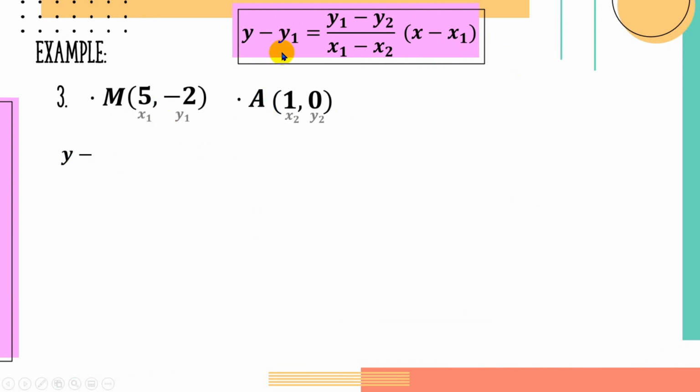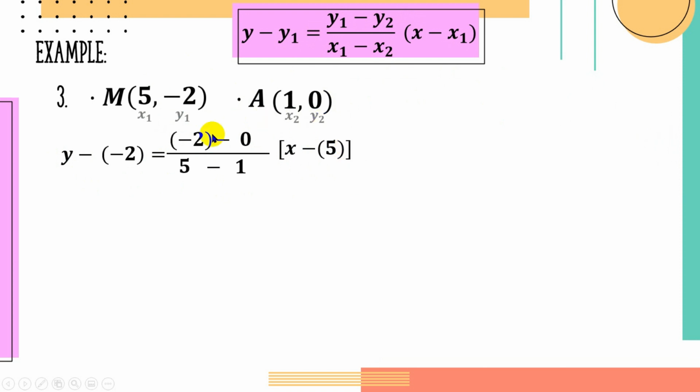So, we have y minus y sub 1, that is negative 2, and close muna natin sa parentheses. Then, on the right side of the equation, we have y sub 1 minus y sub 2. So, y sub 1 is negative 2 and close again in the parentheses minus our y sub 2 which is 0. Then, on the denominator, x sub 1 that is 5 minus x sub 2 which is positive 1. Then, multiply to the quantity of x minus what is our x sub 1 that is positive 5.